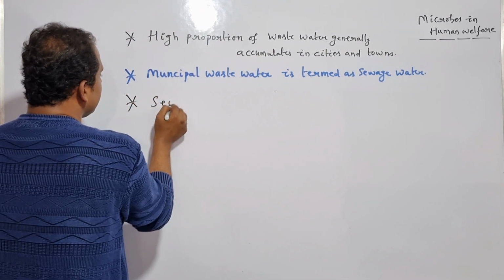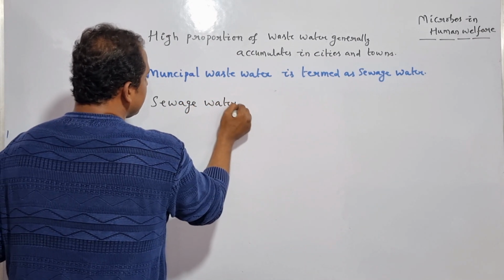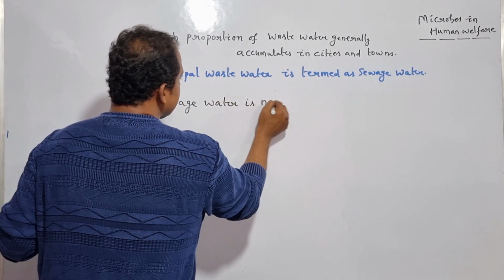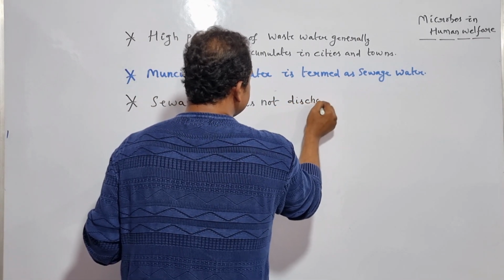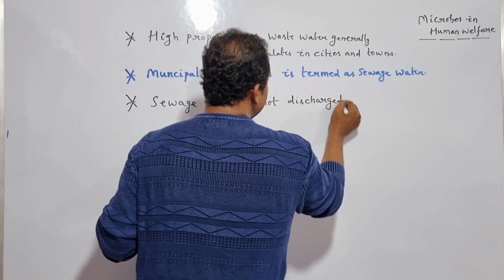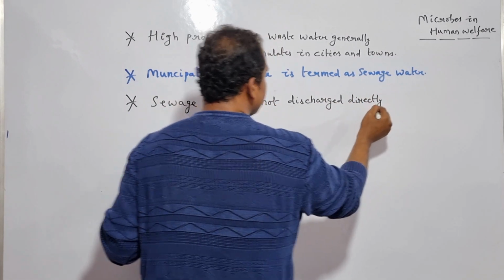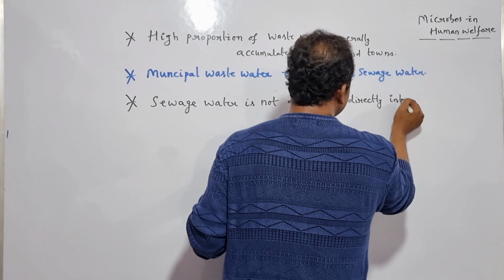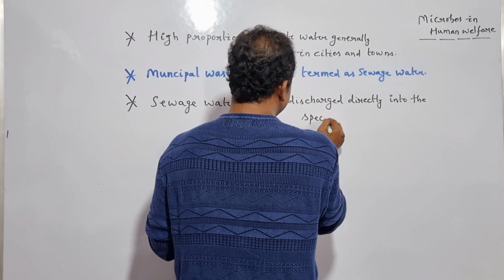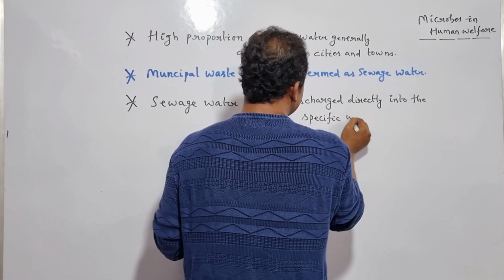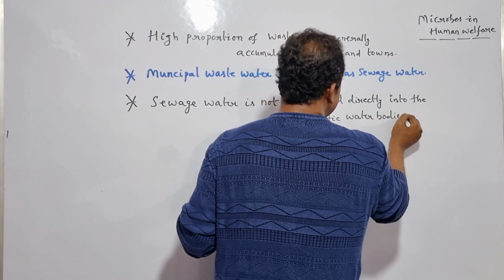Sewage water is not discharged directly into the specific water bodies like rivers and streams.